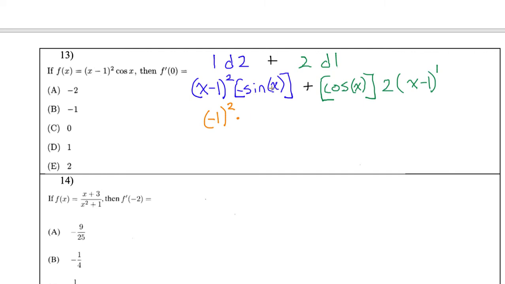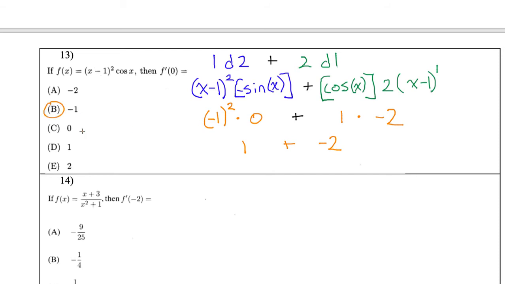When I plug in 0 here, sine of 0 is just 0, so this is going to be 0. Then I'm going to add cosine of 0, which is 1, times. If I plug in 0 here, I get 0 minus 1, which is negative 1. Negative 1 times 2 is a negative 2. So I'm going to get 1 squared, which is 1, plus negative 2. My correct answer is negative 1.